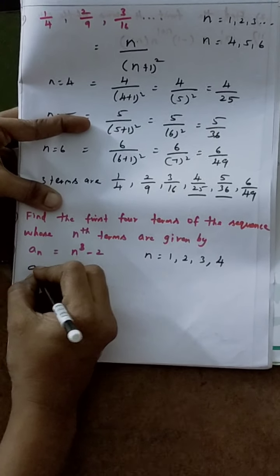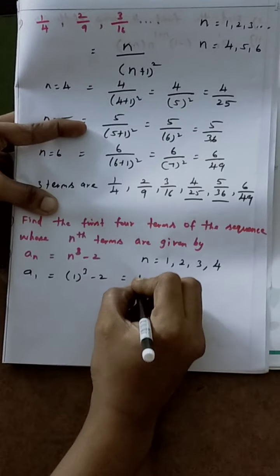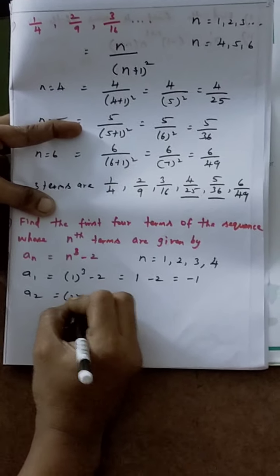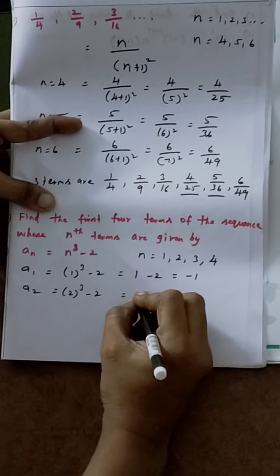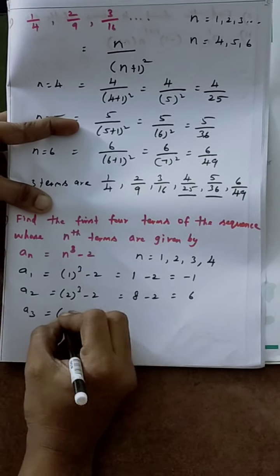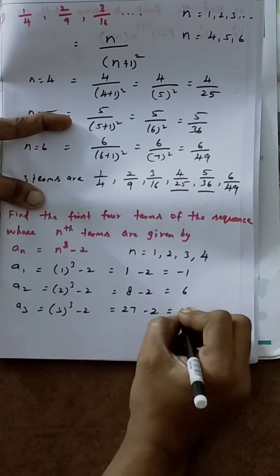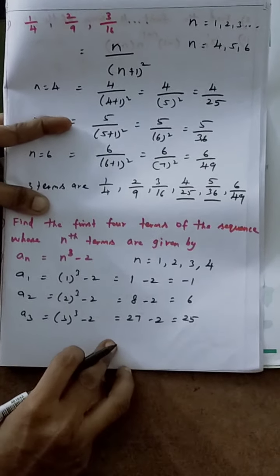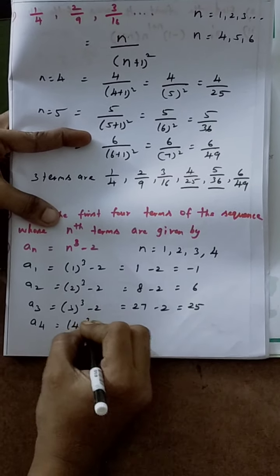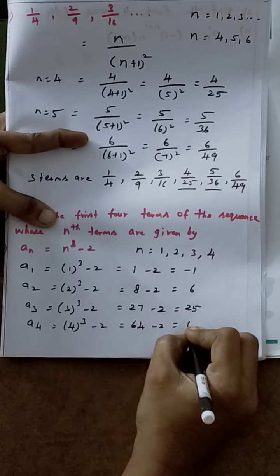So first value is a1 equal to 1 cube minus 2, 1 cube means 1, minus 2 equal to minus 1. Then a2, second value, 2 cube minus 2. So 2 cube means 8 minus 2 equal to 6. Next a3 equal to 3 cube minus 2. So 27 minus 2 equal to 25. Next one is a4 equal to 4 cube minus 2 equal to 64 minus 2 equal to 62.